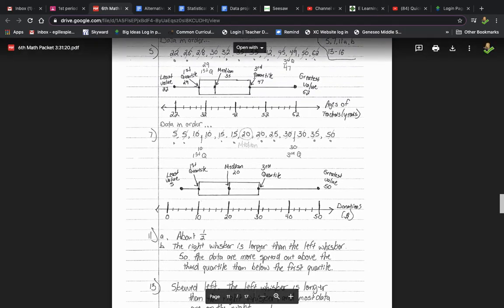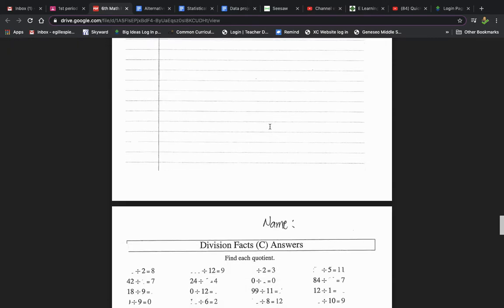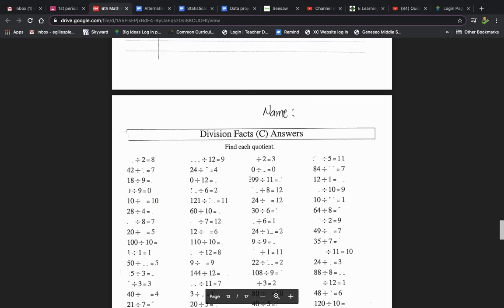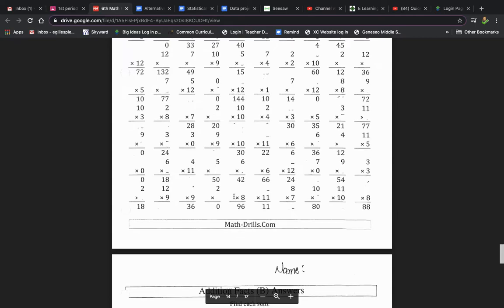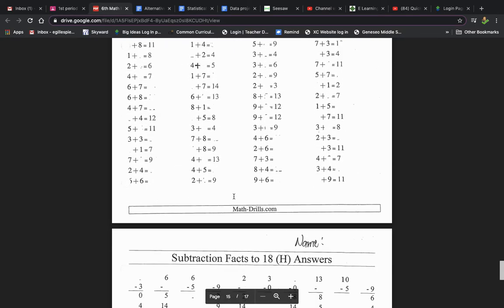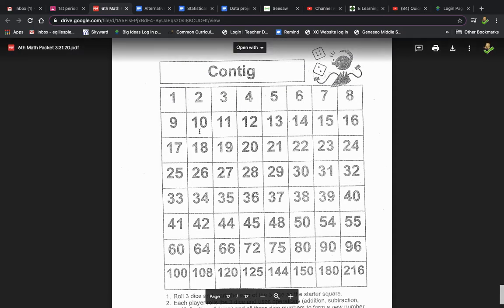These are those box and whisker plots we talked about. That's what they look like. Mr. Moe also put in some division facts because I think he had given those out to his kids. So don't worry about those. You guys don't need those. Those ones at the end are not anything you need to worry about. And there's the board if you need that.